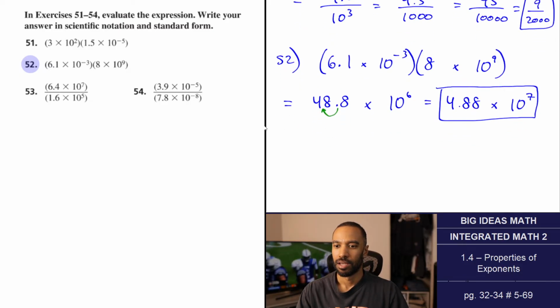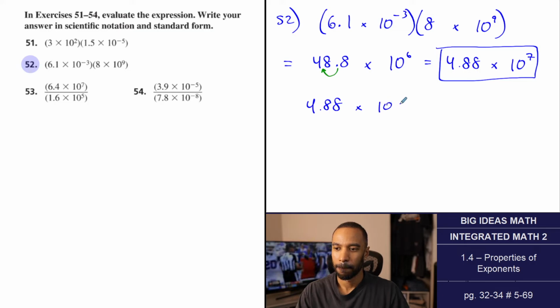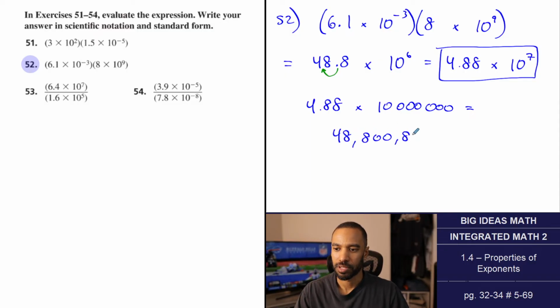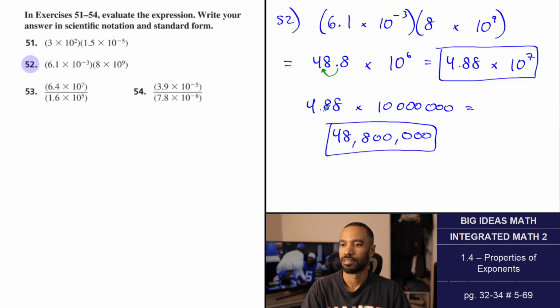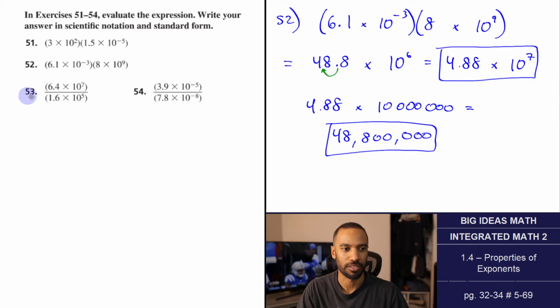Now the actual value would be 4.88 times, I guess, 10 million, which I guess becomes 48,800,000. Yeah. I believe so. I hope I did the decimal stuff correctly.